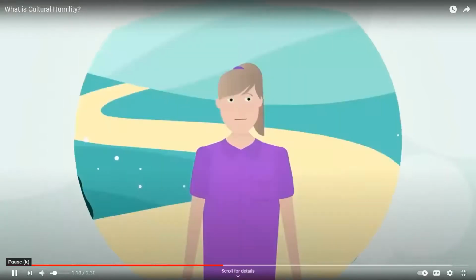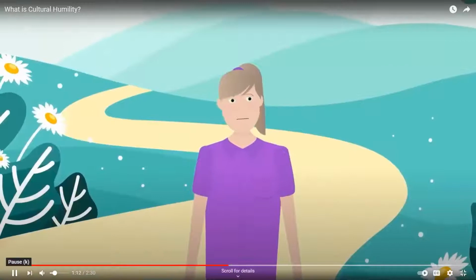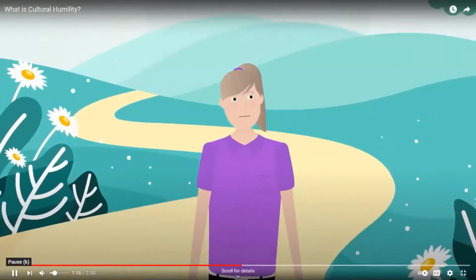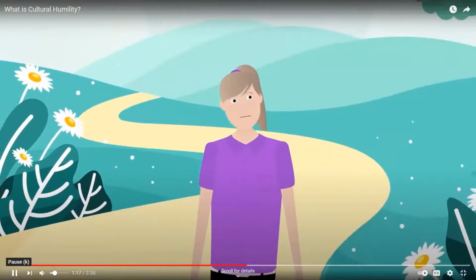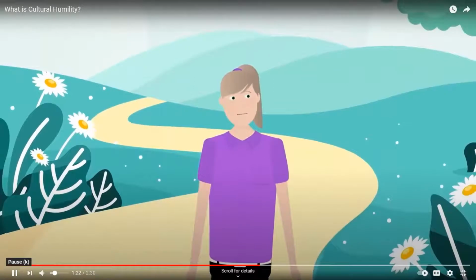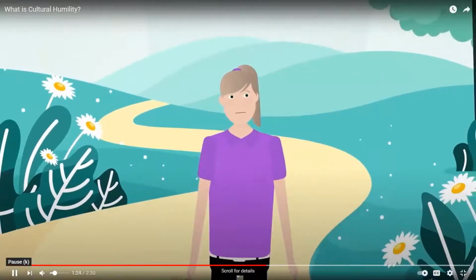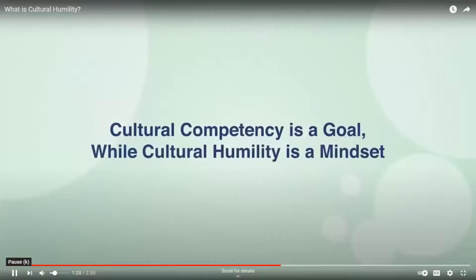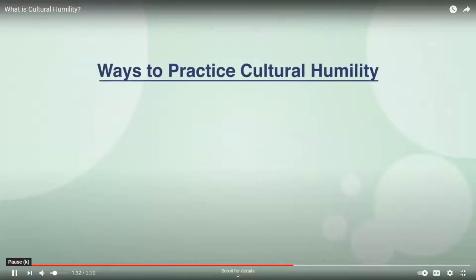With cultural humility, there's no expectation that you memorize everything there is to know about other groups. Instead, it's a lifelong process of asking yourself how your own biases might impact the way you treat and understand others, alongside work to minimize that impact. Cultural competency is a goal, while cultural humility is a mindset. Let's go over a few ways to practice cultural humility in our daily lives.